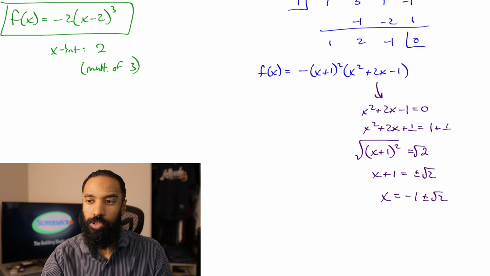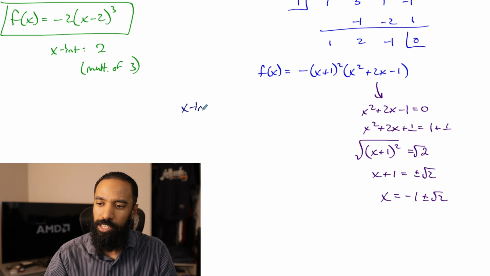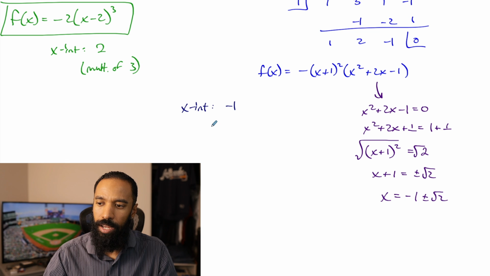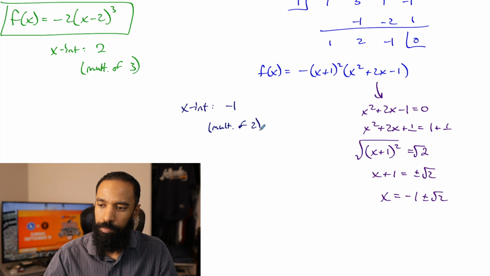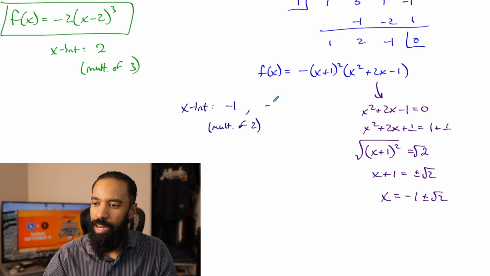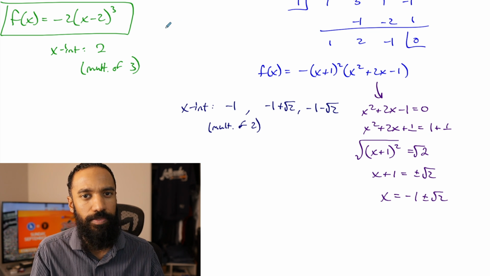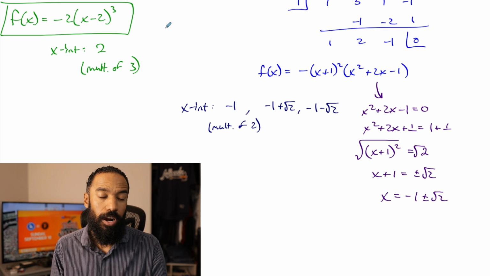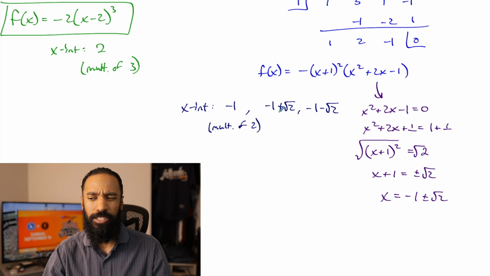But they're not rational solutions, right? So what are the x-intercepts here? We have x-intercept of negative 1. It's got a multiplicity of 2. Let me just write mult of 2. And then we have negative 1 plus root 2 and negative 1 minus root 2. And I separate them because we got to actually plot these values. These are not imaginary, but they are irrational. And irrational means we should be able to find these on this graph, if you will.